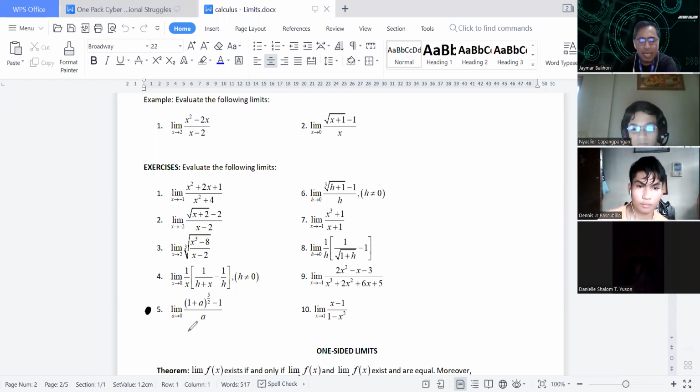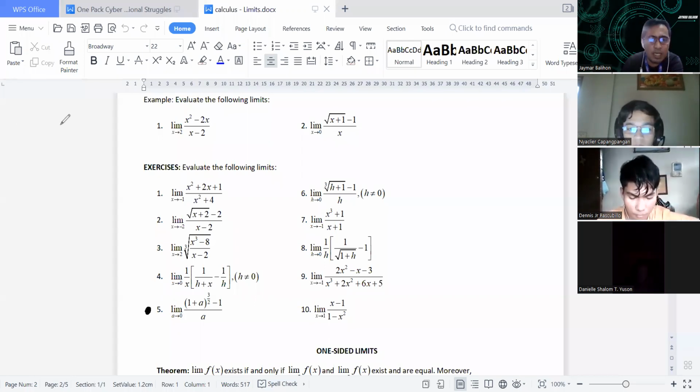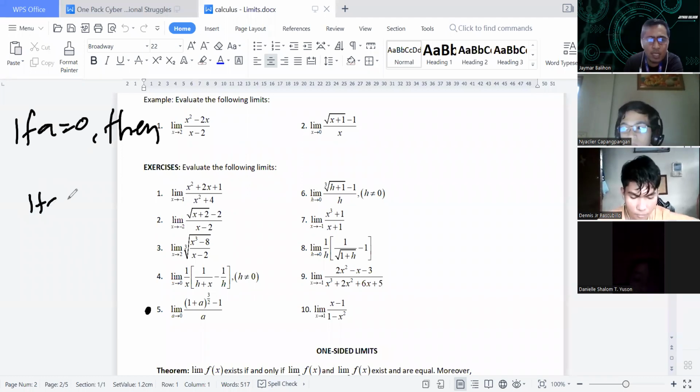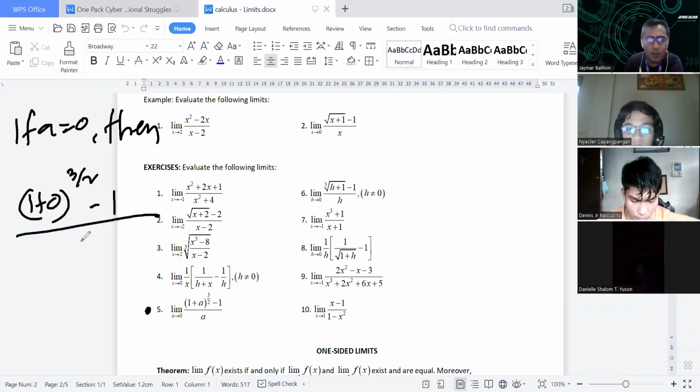Number 5. In number 5, if we substitute A by 0, then it will be 1 plus 0 raised to the power of 3 halves, minus 1, all over 0. Dili na pwede. 1 raised to any number is just 1, and 1 minus 1 is 0.